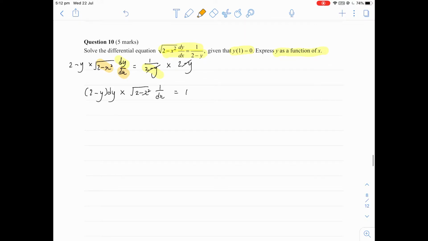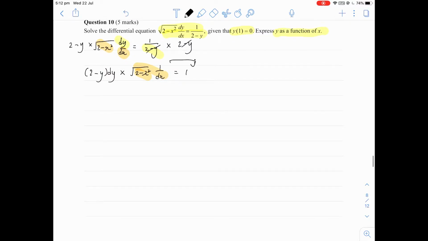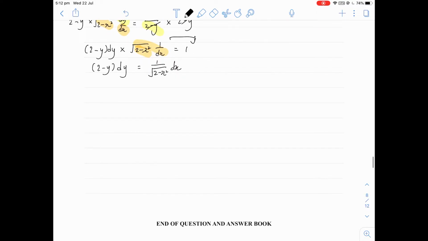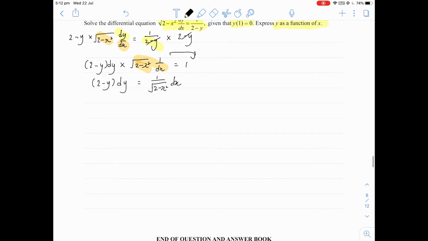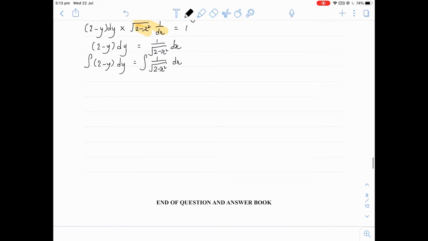So now we need to move this over to the right hand side. We can do this by multiplying both sides by dx and then dividing both sides by the square root of 2 minus x squared. Okay, now that we got all the y terms on the left side and all the x terms on the right side, we can now perform integration. Now I'll integrate both sides just like this. Okay, so now just perform your integration.